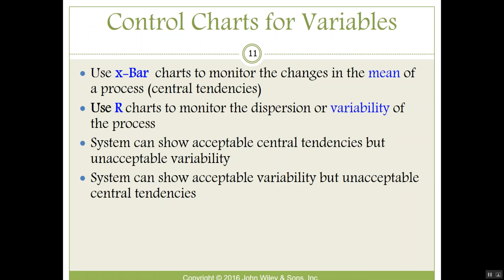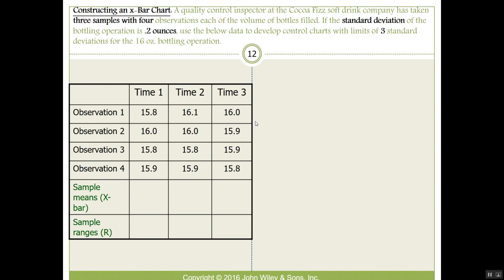So for the first category, for variables, again, the ones that you measure, we use X bar charts and R charts. What's the difference? Why do we have two types of charts for this? So X bar charts measure the mean or the central tendency of the observations. And then R charts, so R stands for range, are used to monitor the variability or dispersion or range of the observations and processes. So in this video, we'll do the first two types of charts, including the X bar charts and R charts.